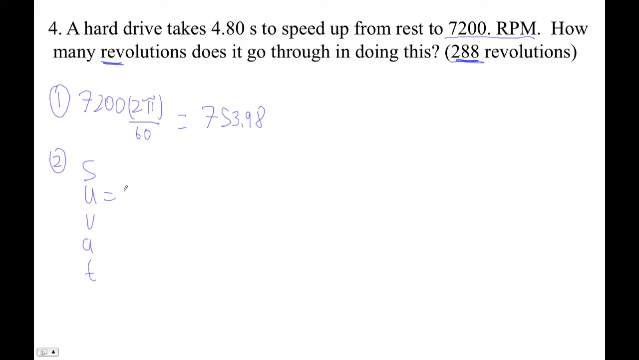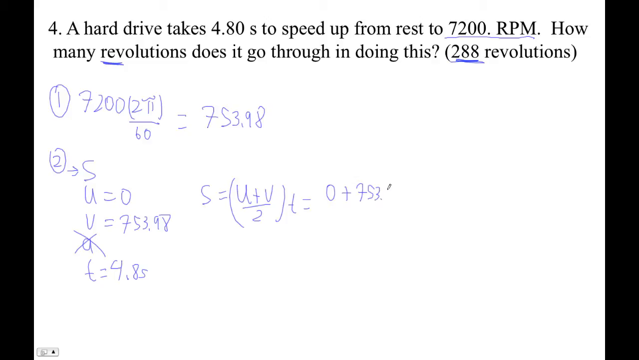Okay, so let's see. Our initial velocity is 0, final velocity is 753.98. Let's see, 4.8 seconds is our time, right? And then we want S, we want the distance or displacement, right? We don't care about the acceleration. So I'm going to use, I guess, the no-A equation, right? S is U plus V over 2 times T, right? So it's 0 plus 753.98 over 2 times 4.8.